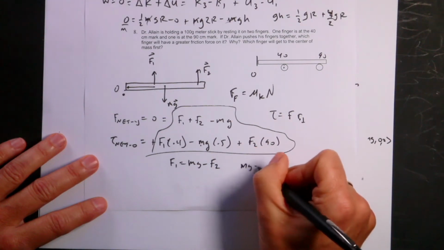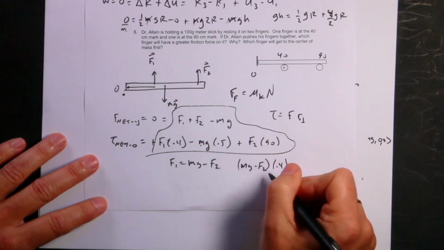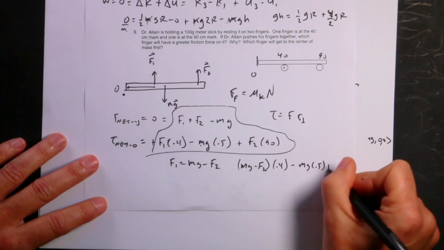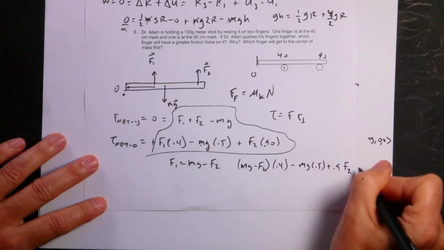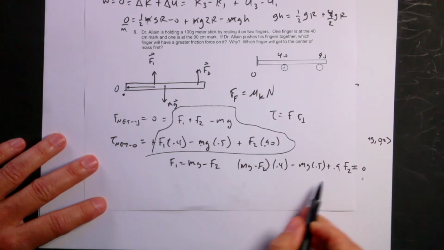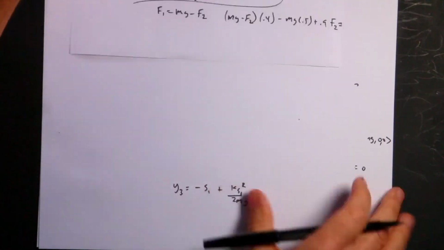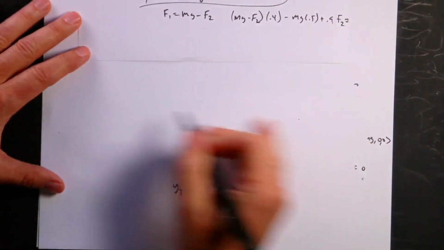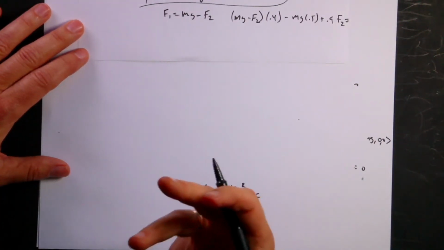I get (mg minus F2) times 0.4 minus mg times 0.5 plus 0.9 F2 equals 0. So if I multiply this out, this is the first time I'm using more paper. I feel better. I got a lot more space. I felt constrained on all those problems. It's like equation claustrophobia.